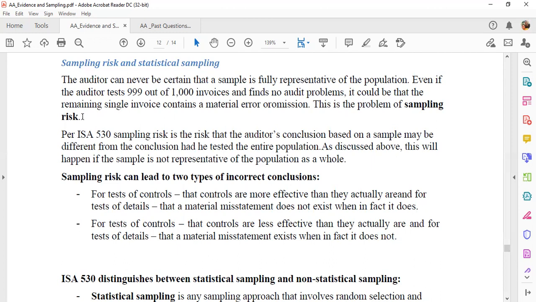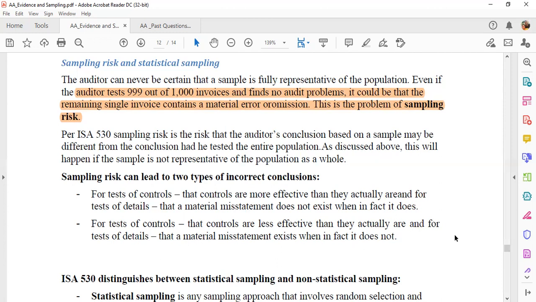So even though you check, we can see that it is only one that is left. You didn't check it. There's also a risk that the one that you did not check is where the misstatement, the error, is. As per ISA 530, sampling risk is the risk that the auditor's conclusion based on the sample may be different from the conclusion had he tested the entire population.